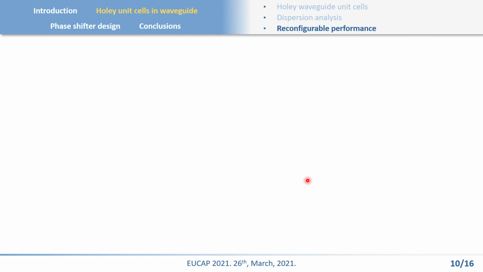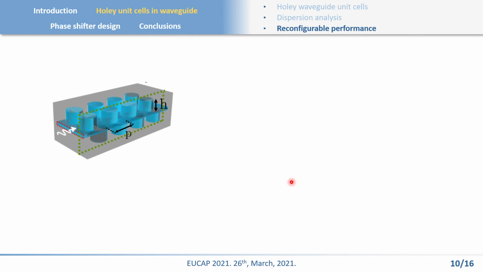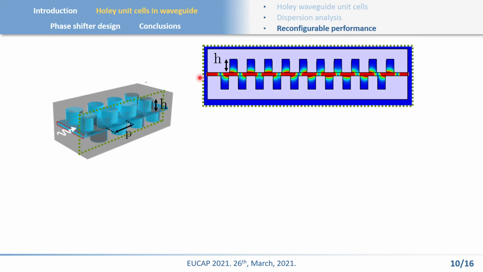In this slide, we consider several Holey glide-symmetric unit cells that form a Holey waveguide. If we observe the electric field distribution inside the Holey waveguide at this cutting plane, we obtain this view of the electric field. We see that much of the electric field is in the waveguide, but there is part of the electric field that enters into the holes.